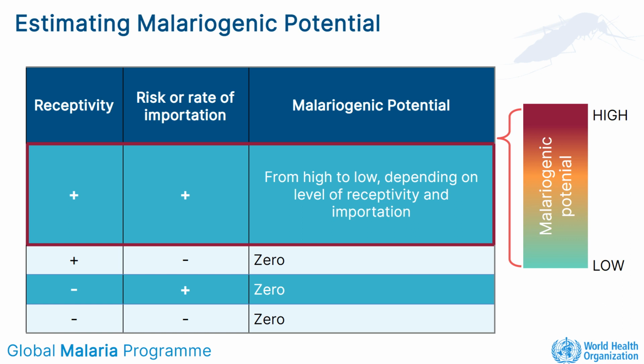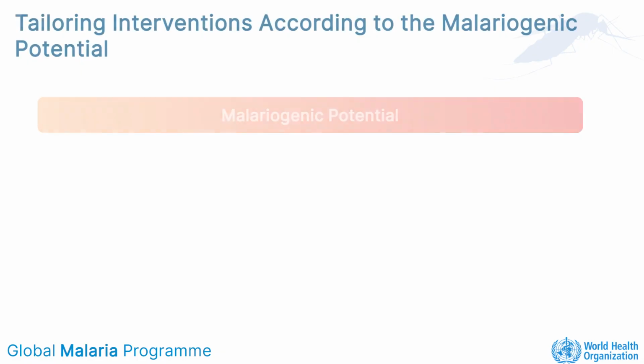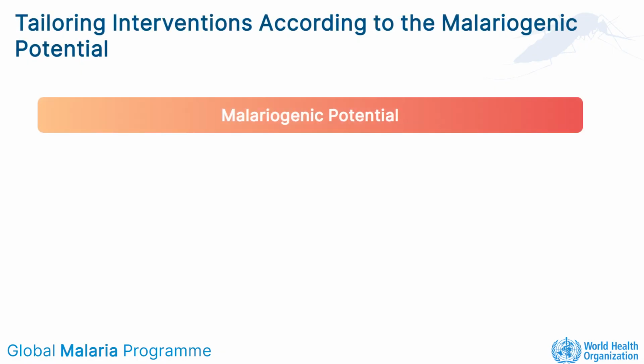The degree of malariogenic potential, and therefore the risk of reestablishment, will depend on how receptive the area is and the rate or risk of importation. As we have learned, the risk of reestablishment of transmission depends on the malariogenic potential, which will differ throughout an area or country. After elimination, the degree of intervention in an area will depend on the estimation of malariogenic potential. Let's see in greater detail what kind of interventions should be used in areas of varying malariogenic potential, ranging from 0 to high risk.